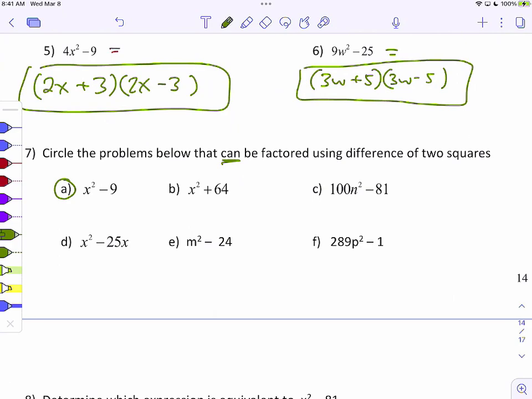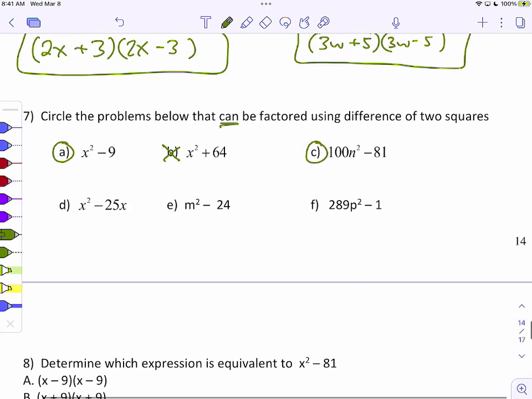What about B? No, it's because of the plus. If it's a plus, it's not difference of squares. The word difference means subtraction. Difference of squares means perfect square minus perfect square. This is a perfect square, that's a perfect square, but it's not minus. What about C? That one's a yes. Those are all perfect squares. What about D?